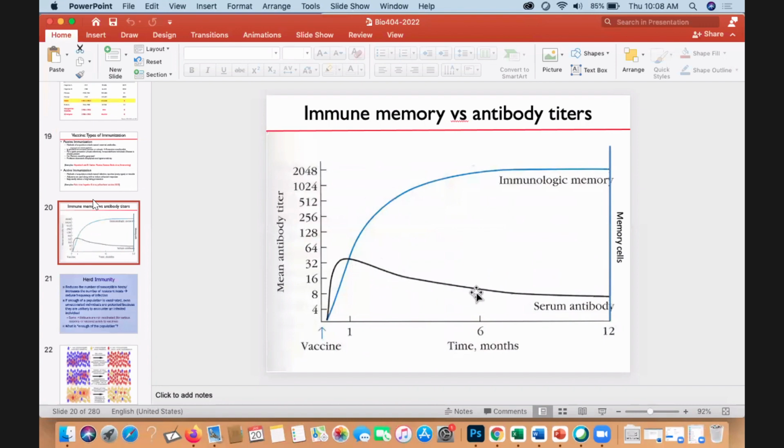So on this axis, what we are looking at is that once you achieve this immunological memory, it's not like it's going down again. It remained more or less constant. That is what was emphasized in this plot.